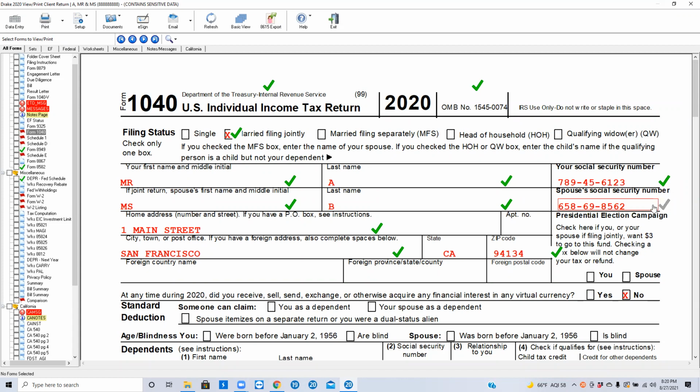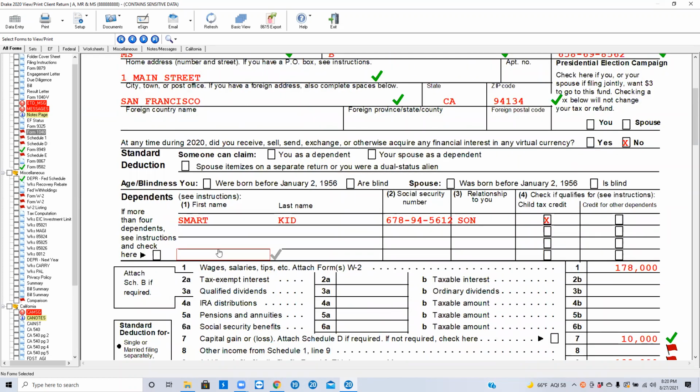Now here is the first name and the middle initial. Can you see it? In this situation, this client doesn't have a middle initial. And then this is the address. Now this is the kid. I call him a smart kid. Do you see this little box here, the check? What does this mean? This is qualified for child tax credit. So let's look at it.